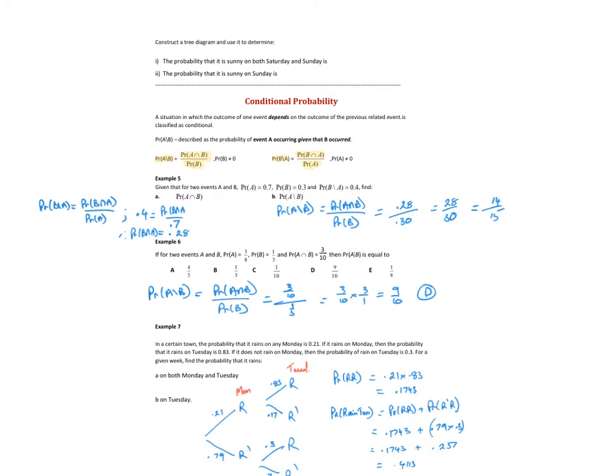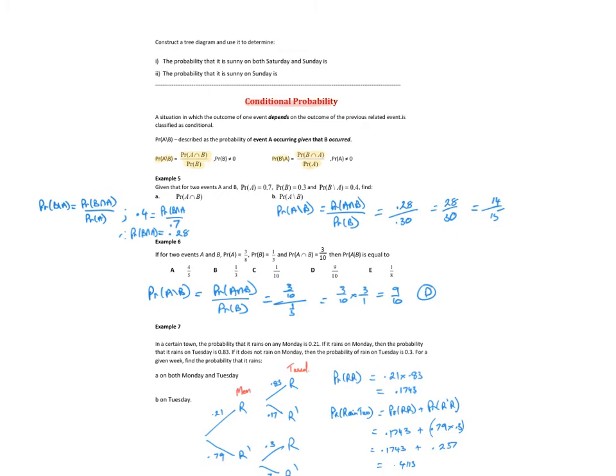Okay, our next little definition we want to talk about is conditional probability. Conditional probability is the probability of an event occurring given something else has happened. So if I said to you, what's the probability of rolling a 6-sided dice and getting the number 4? Well, obviously it's going to be 1 in 6. But what if I said, what's the probability of rolling a 6-sided dice and getting a number 4, given I rolled an even number?